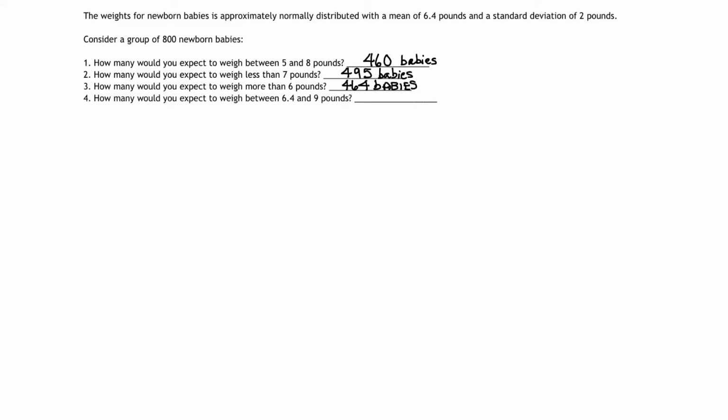This brings us finally to part 4 of the newborn baby problem, where we're calculating how many babies we would expect to weigh between 6.4 pounds and 9 pounds. So, as before, we begin by drawing our normal curve distribution, labeling our mean at 6.4 pounds and our standard deviation with 2 pounds.